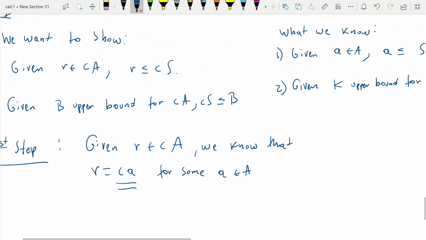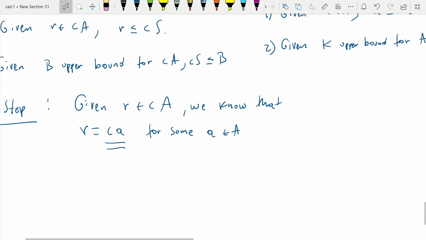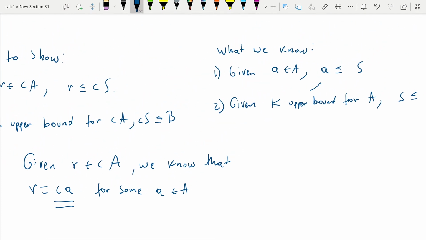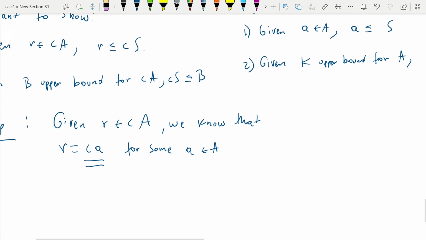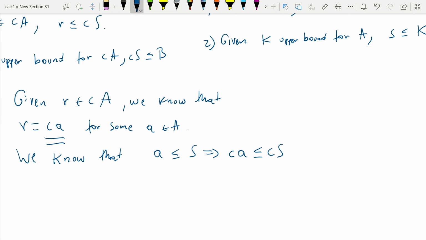Remember we want to show that r is bounded from above by cS? Well, now we use what we know, which is this statement here. We know that a is less than or equal to S, for some a in A. So we pick here what we have, we know that a is less than or equal to S. And how do we make c appear here and cS appear here? We use the fact that c is non-negative to deduce this.